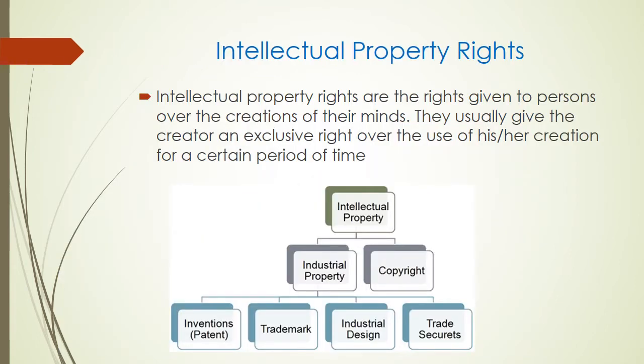Let's start with intellectual property rights. Intellectual property rights are the rights given to persons over the creations of their minds. They usually give the creator an exclusive right over the use of his or her creation for a certain period of time. There are two types: industrial property and copyright. In industrial property, there are again four categories: patent, trademark, industrial design, and trade secrets. In this session, we will be discussing only patents.